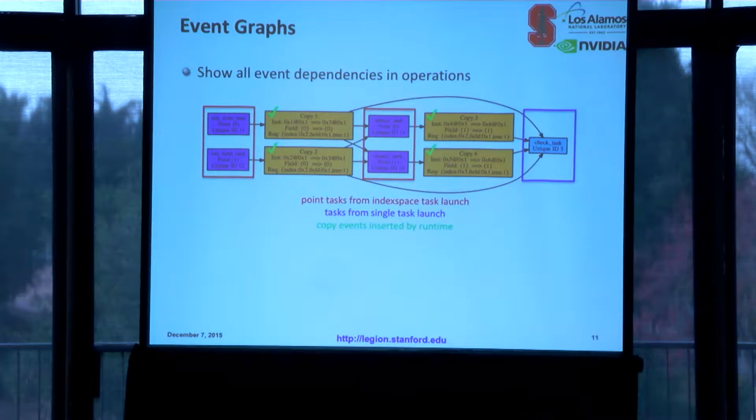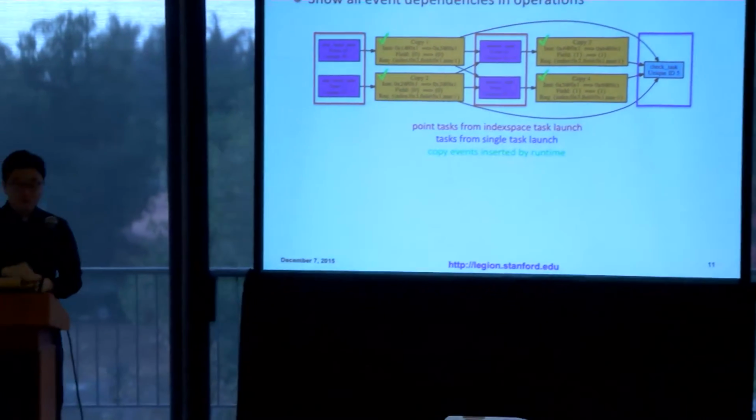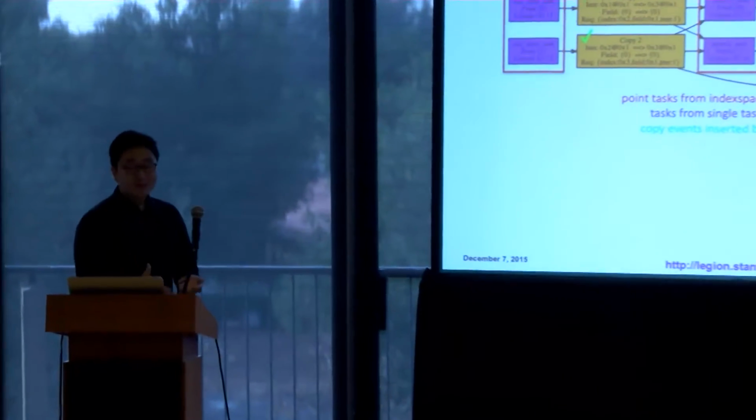Okay, so here's another type of graph, which is an event graph, which is more comprehensive, and it will show you all event dependencies between operations. So data dependencies will imply event dependencies all the time, but it's not the other way around. So sometimes you might miss some important event dependencies between operations with the operation graphs. So that's why we have this event graph.